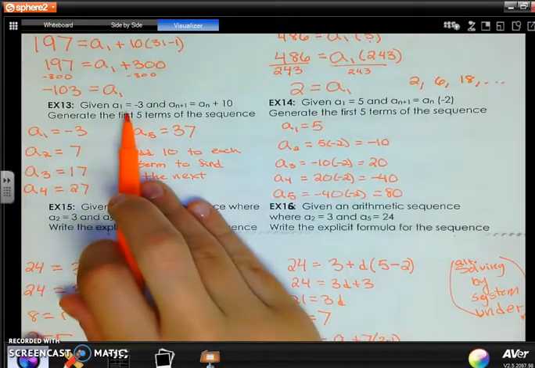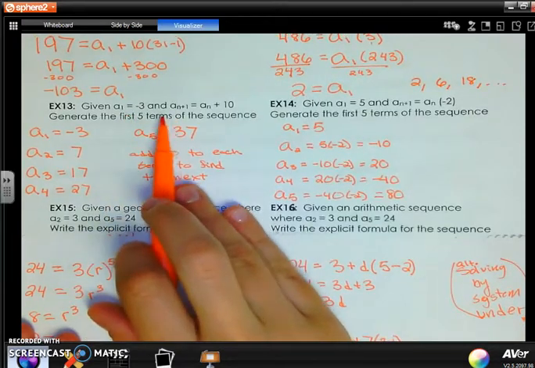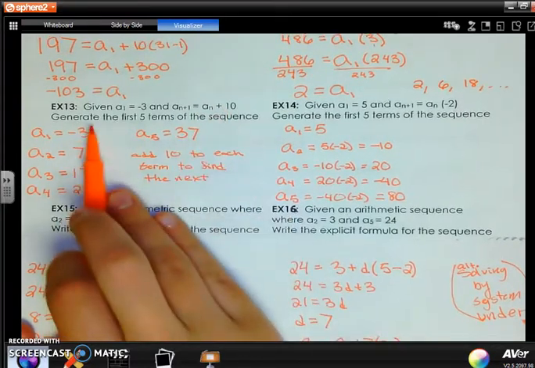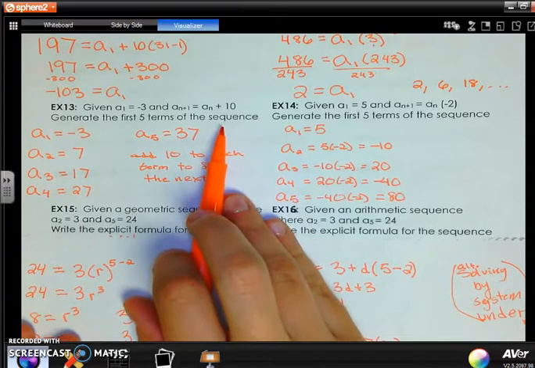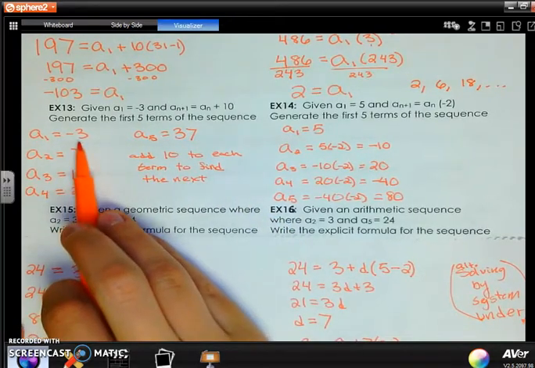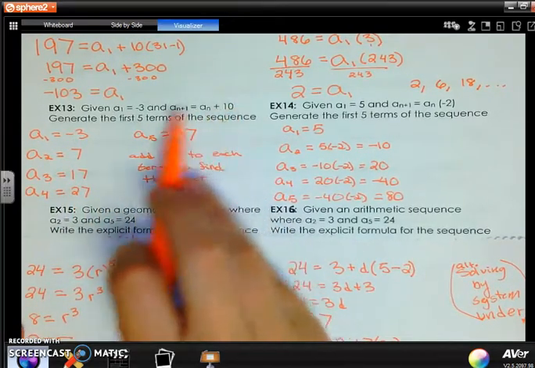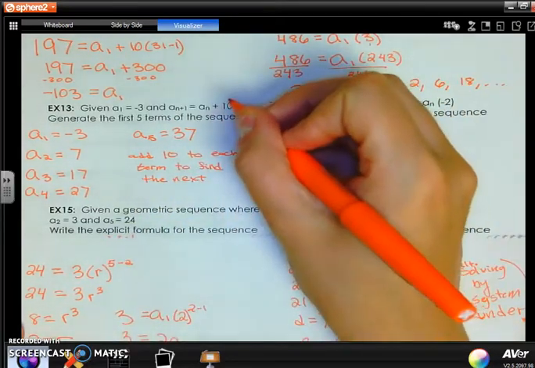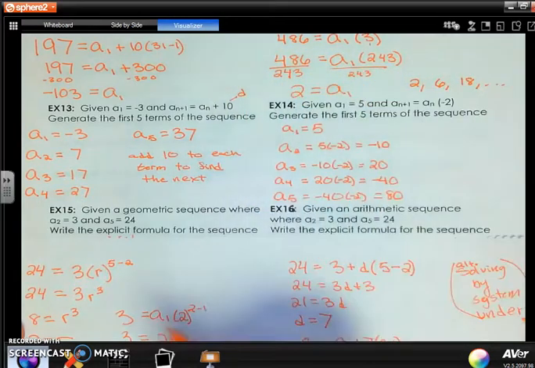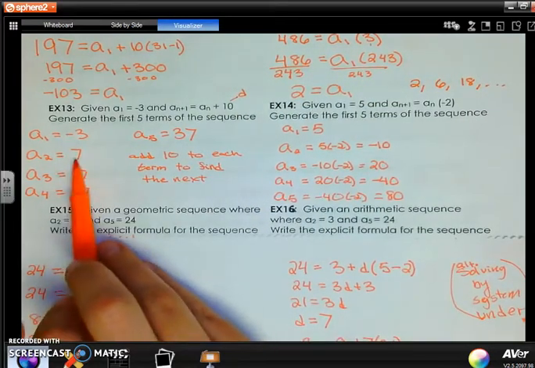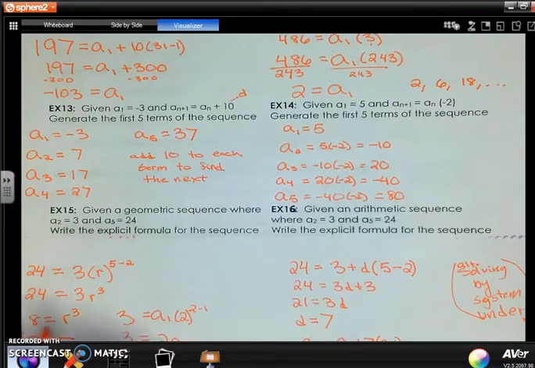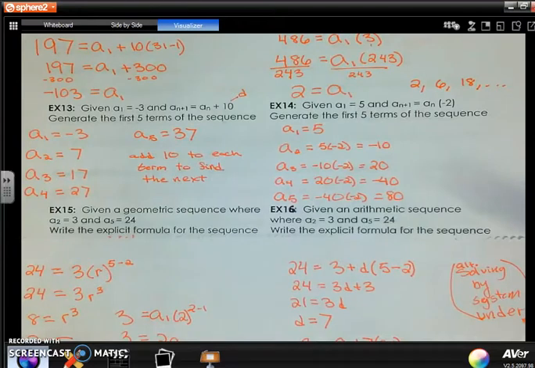So we're given the first term, and we're given that to find the next term, you take the term before it and add 10. Generate the first 5 terms. So they told me a sub 1 was this, and they're giving you the recursive. They're saying to find any term, take the term before it and add 10. That's undercover telling you that this value is your d value. So negative 3 plus 10 would give me 7. Add 10 to that, add 10 to that, add 10 to that. That would be how you would generate the first 5 terms of the sequence.